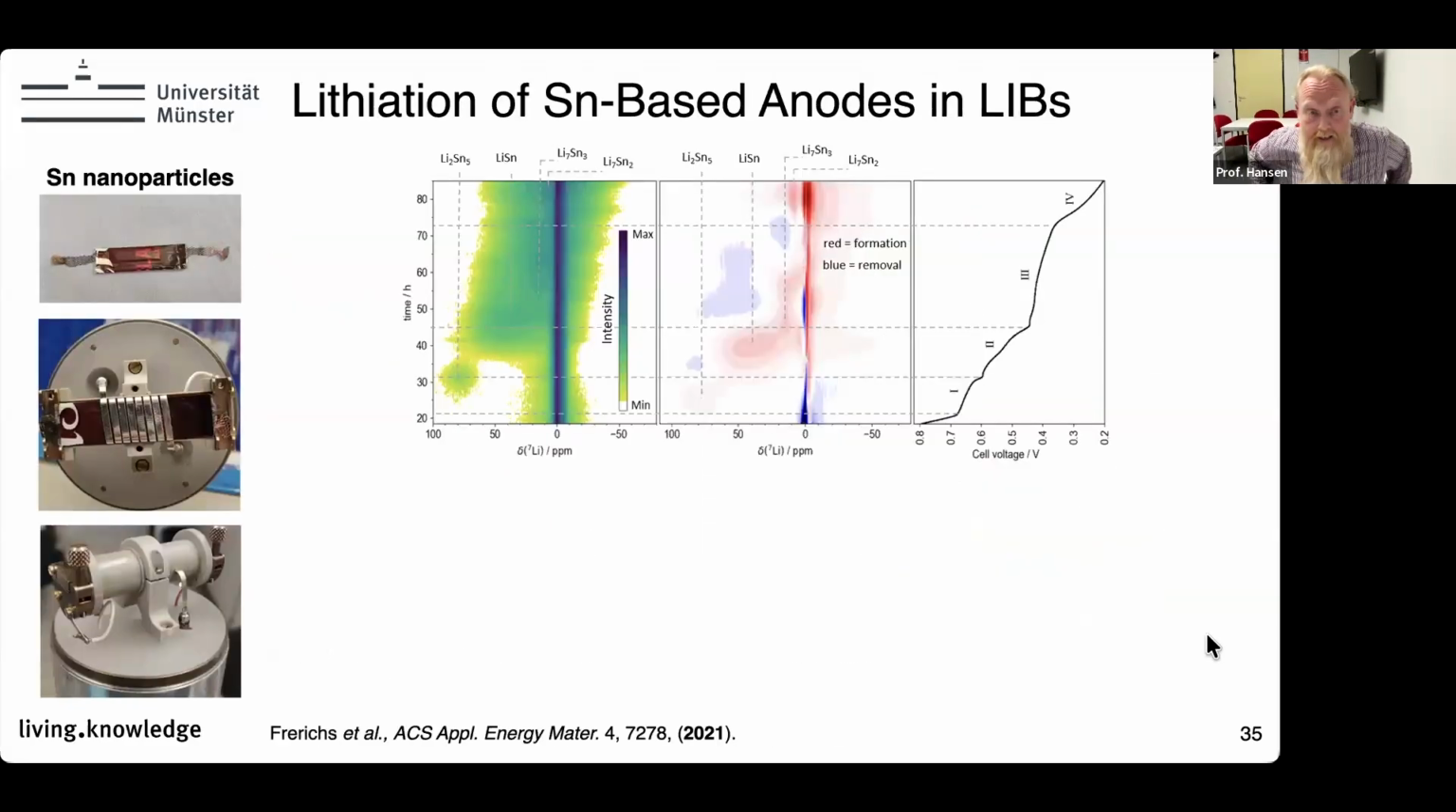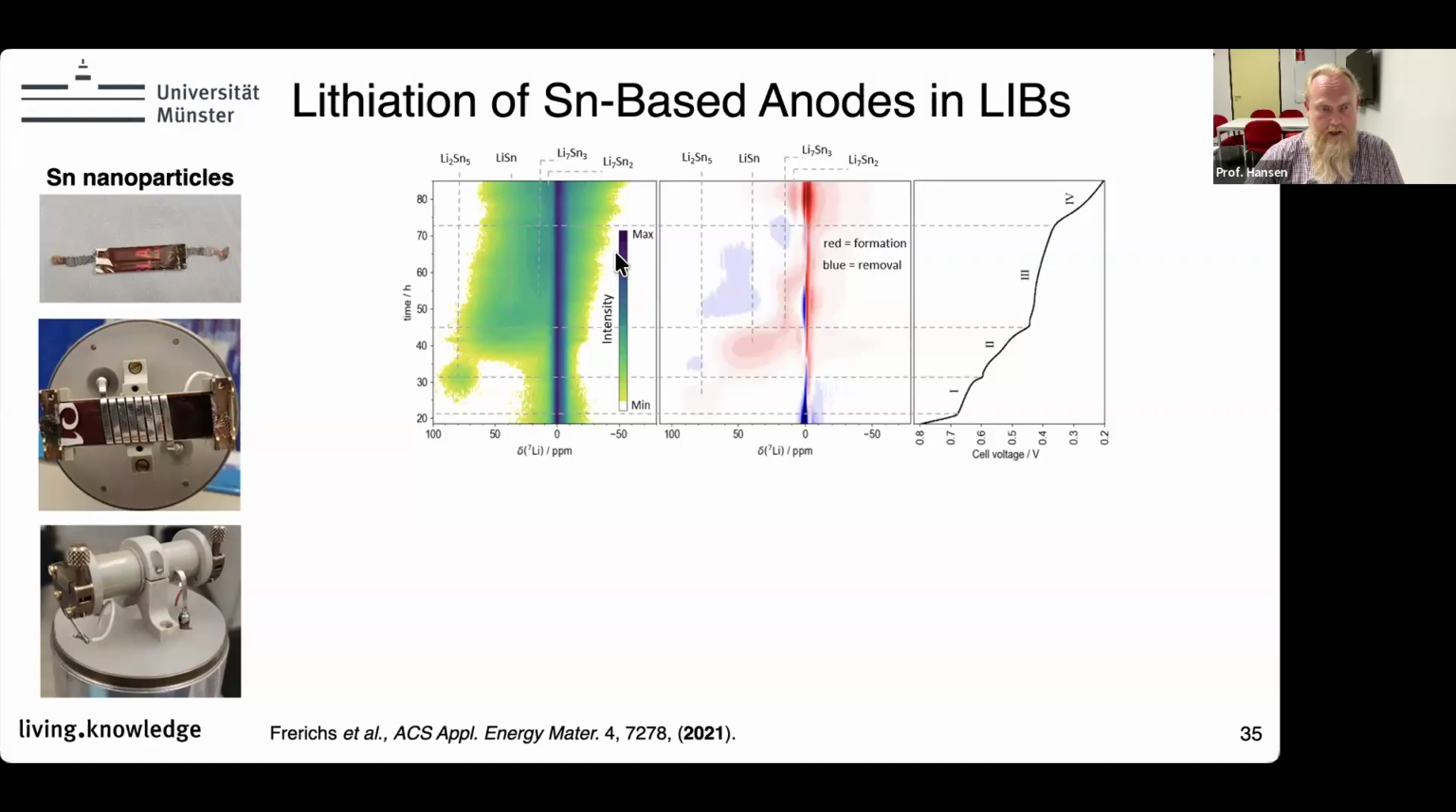You can also study lithiation of tin-based anodes in lithium-ion batteries. And we have an operando setup here, where we have this coffee-bag pouch cell that you can connect as a battery, put in the stator, close it, and connect the cycling of your battery. And then you can record lithium spectra as a function of time.